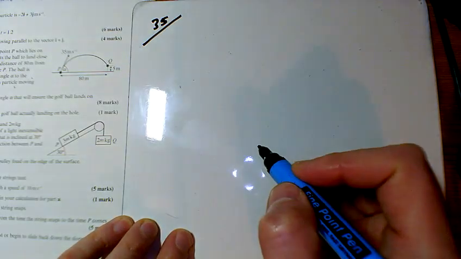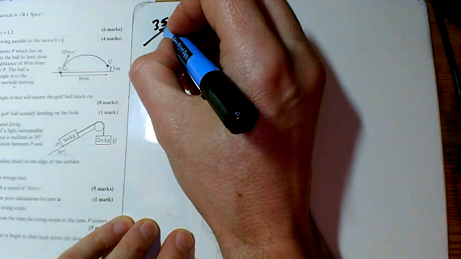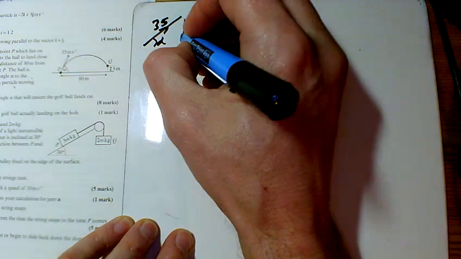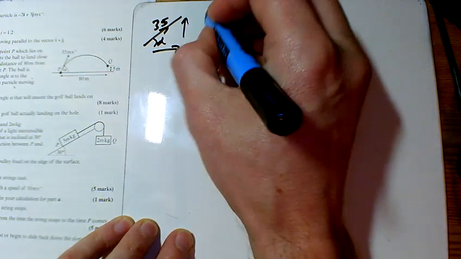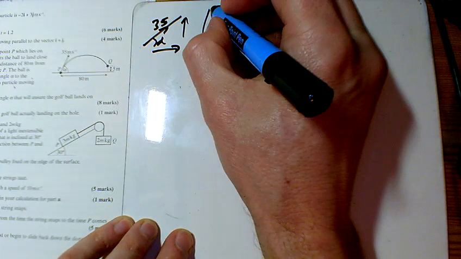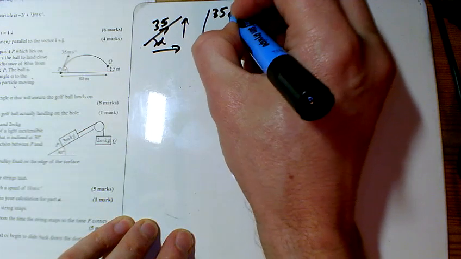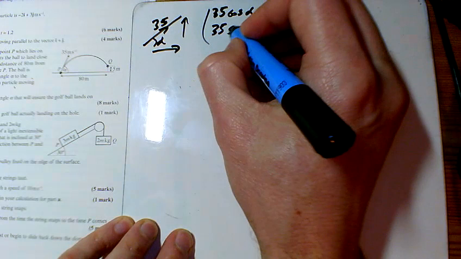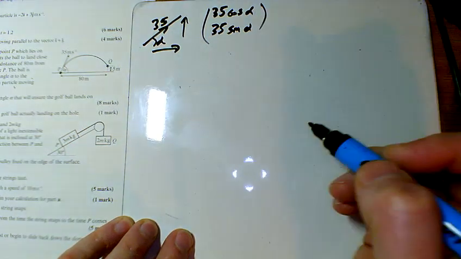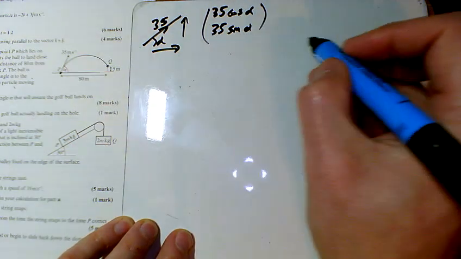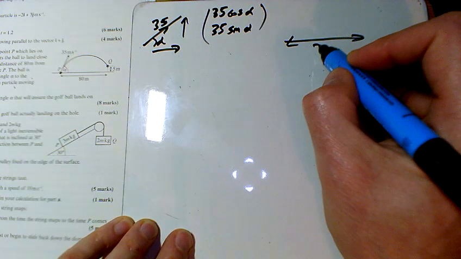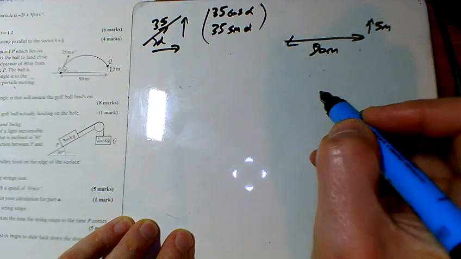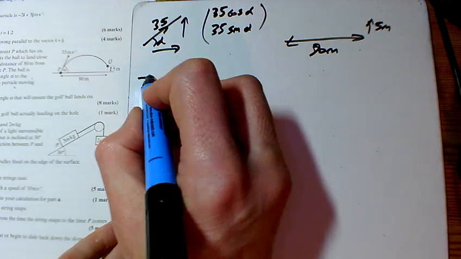Question 45, we've got this golfer hitting this ball at 35 meters per second at an angle of alpha. Splitting that horizontally and vertically, horizontally I've got 35 cos alpha, and vertically I've got 35 sine alpha. We don't know what alpha is, but we do know we want this thing to go 80 meters along, and we want it to go 5 meters up.